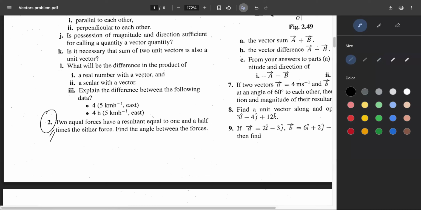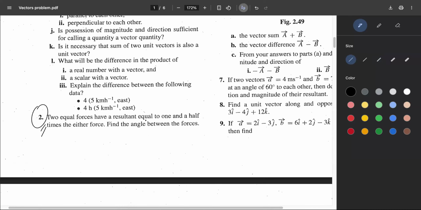So let's come up to this. Two equal forces have a resultant equal to 1.5 times either force. Basically, you are given force A and force B, and assume the magnitude of each is A, since the two are equal. The resultant is 1.5 times, which is 1 plus 1 by 2, so the resultant is 3 by 2 times A. These are two vectors, and we have to calculate the angle between them.